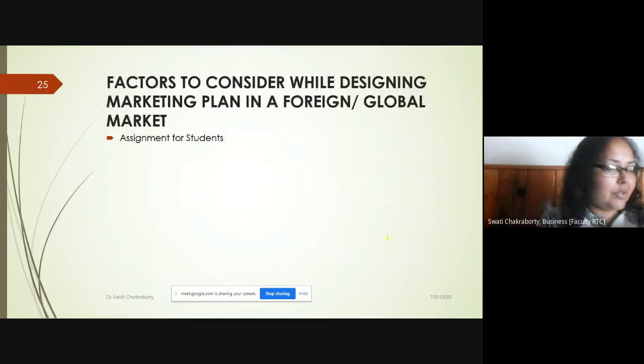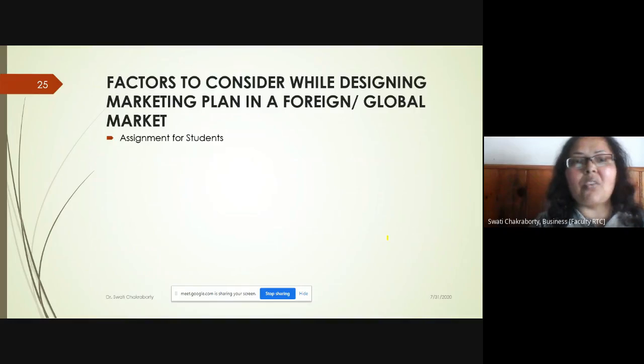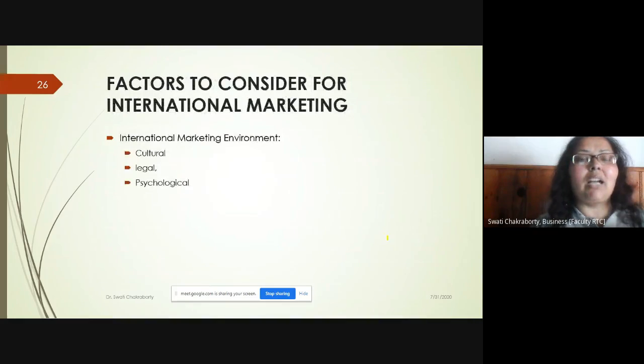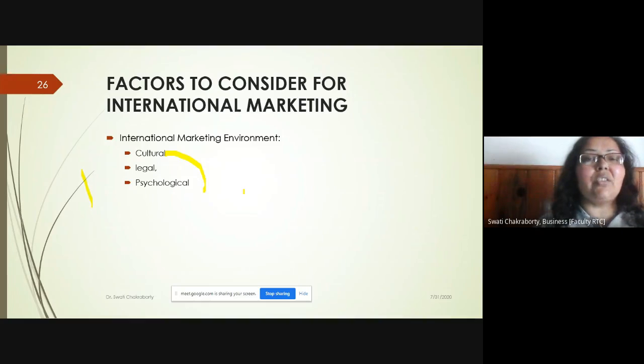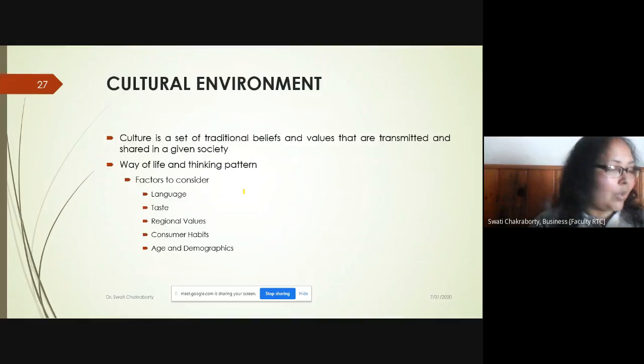Now, factors to be considered while designing a marketing plan in a foreign or global market. What are the factors that you need to take into consideration? Cultural, legal, psychological. This is the international marketing environment. Let's go into the details of this.